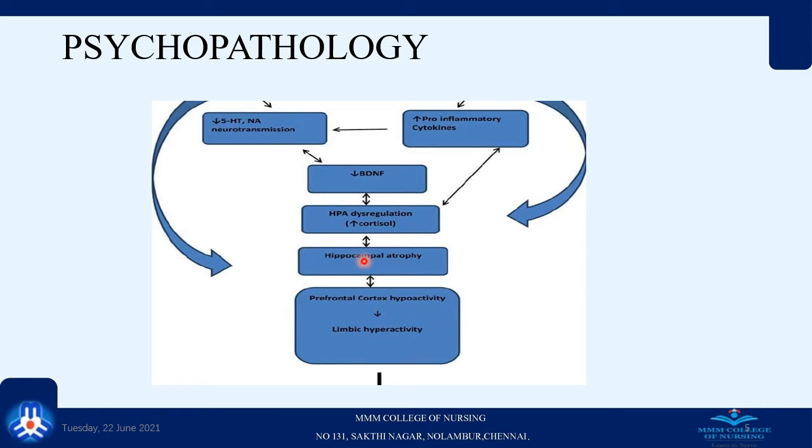And there is hippocampal atrophy. The hippocampus loses its volume, can shrink up to 20%, and there is prefrontal cortex hypoactivity, and so decreased number of cells. And limbic hyperactivity, and you know the function of the limbic system, it is involved in the behavioral emotional responses, memory, regulation of autonomic endocrine function in response to emotional stimuli, and the patient experiences an array of negative symptoms of depression.